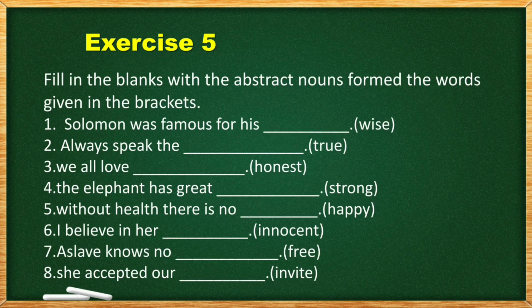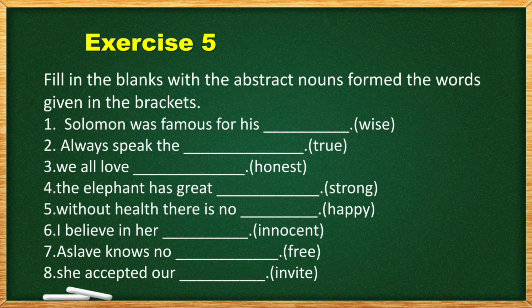Exercise number 5. Fill in the blanks with the abstract noun formed from the words given in the brackets. Number 1. Solomon was famous for his blank. Here in bracket we have word wise. We have to make abstract noun from this. So we can use wisdom. Solomon was famous for his wisdom.